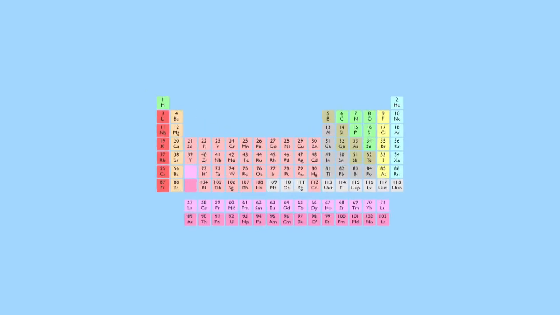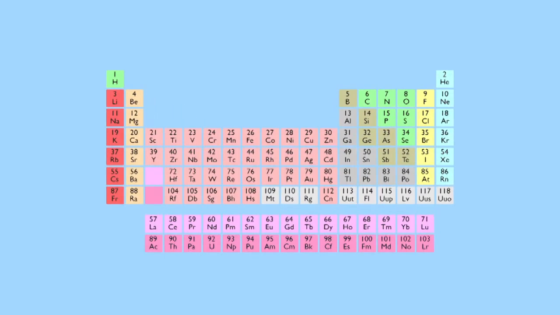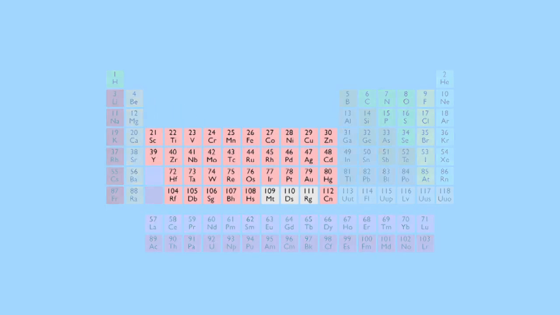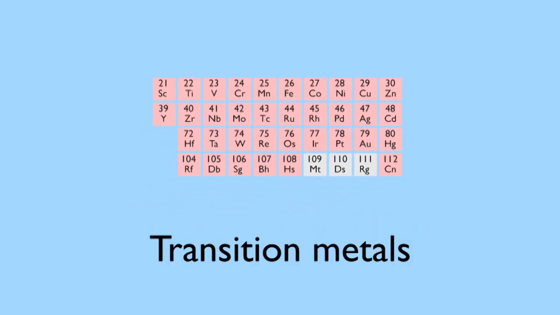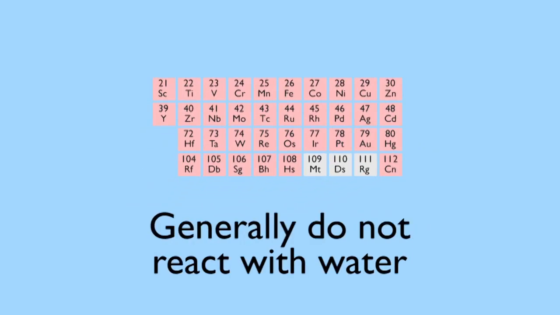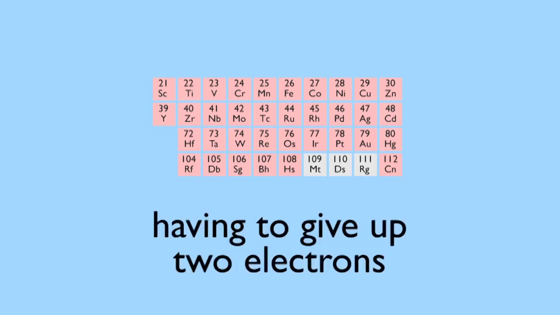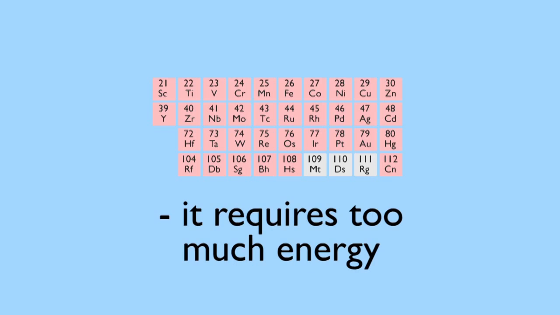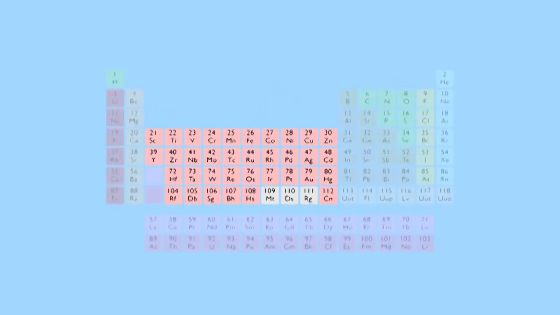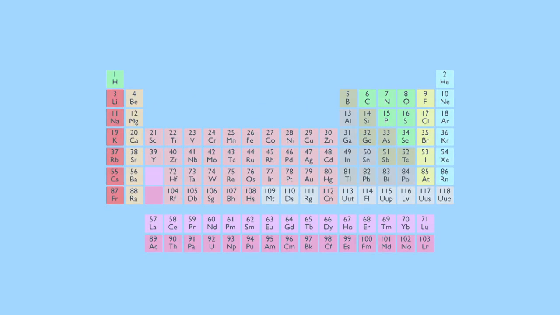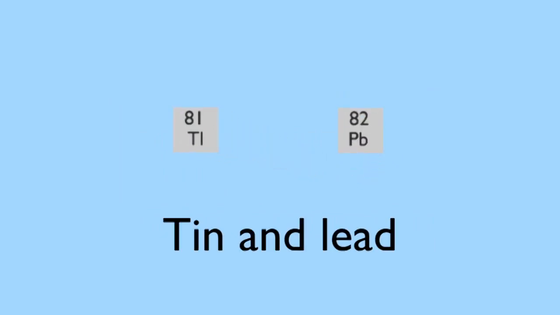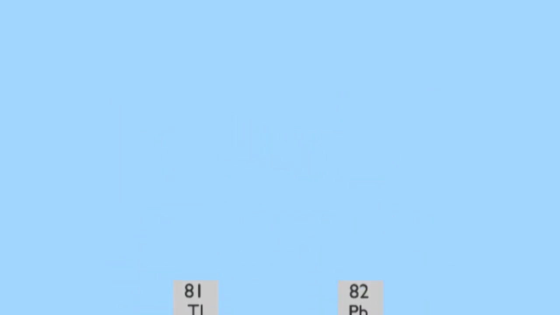What about other metals though, those not in group 1 or 2? In their pure form, the transition metals generally do not react with water. They usually have to give up at least 2 electrons to become soluble ions, and the energy required to do this is just too great. Elements near the border between metals and nonmetals, like tin and lead, are inert in water. Molten tin, in fact, is sprayed onto iron cans to stop them reacting with any water contained in whatever is inside the can.